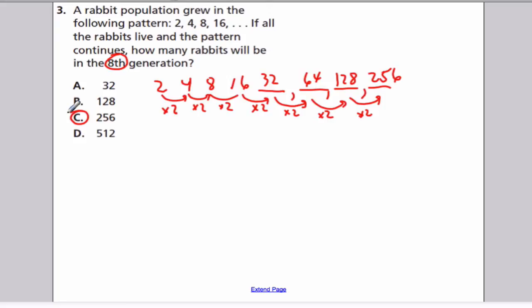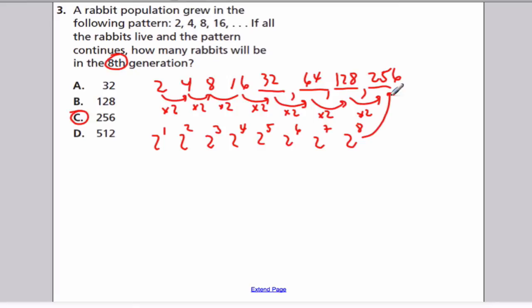Now, the other way you might catch on is to say, well, everything gets multiplied by 2, so we're talking about 2 to the 1st, which is 2, 2 to the 2nd, which is 4, 2 to the 3rd, which is 8, 2 to the 4th, which is 16, 2 to the 5th, which is 32, 2 to the 6th, 2 to the 7th, and 2 to the 8th generation. 2 to the 8th is 256, which gives you your answer again.